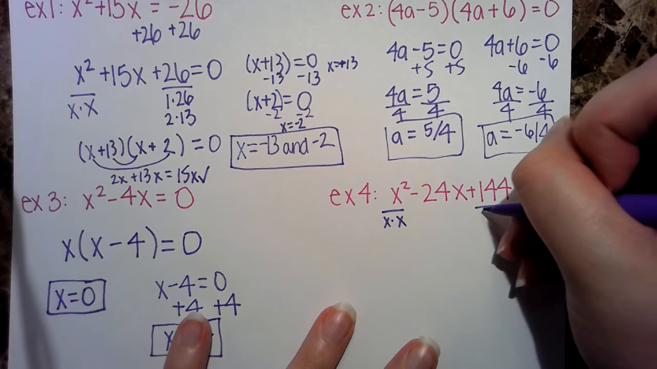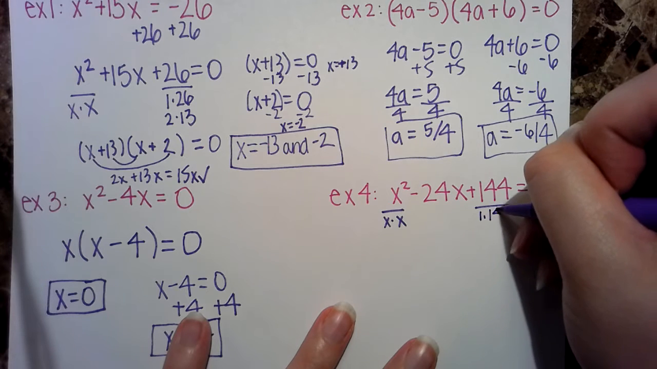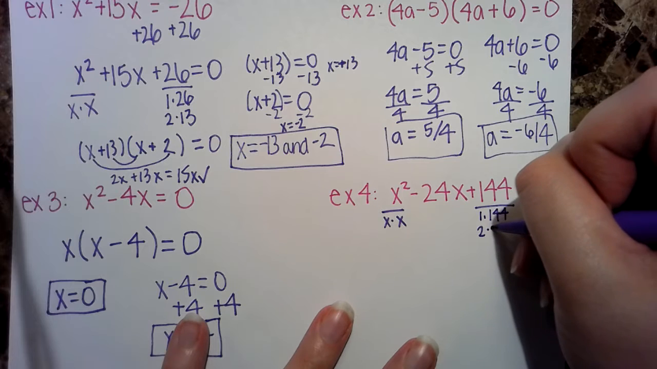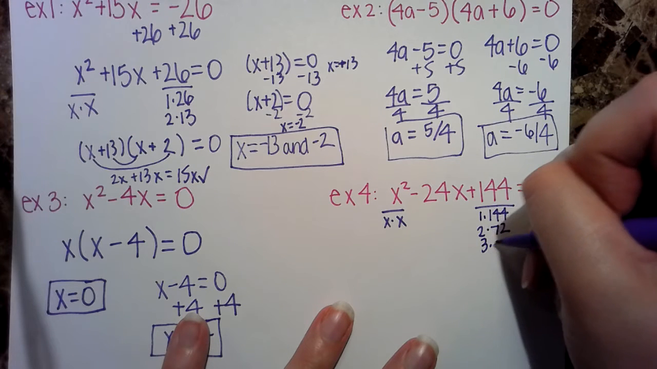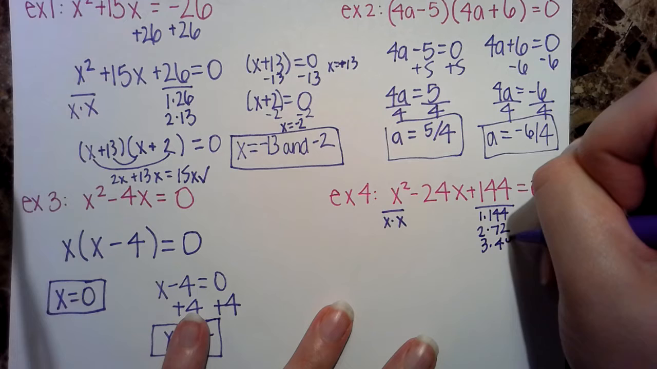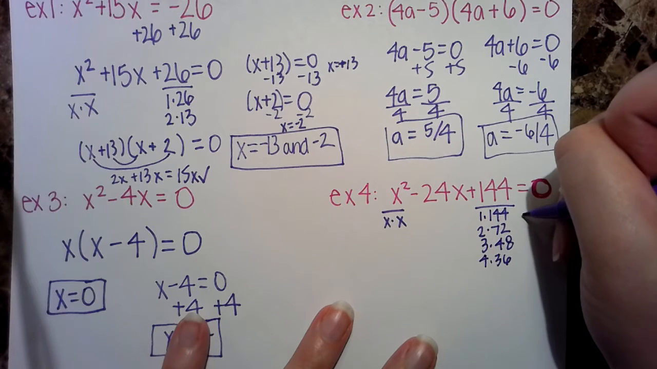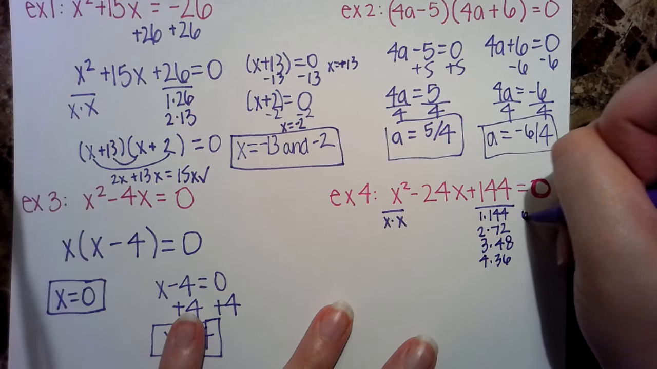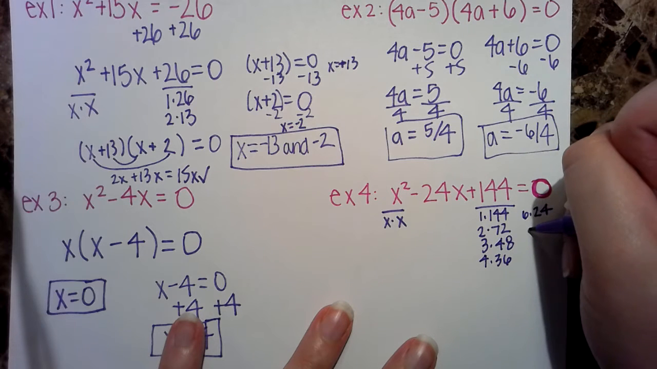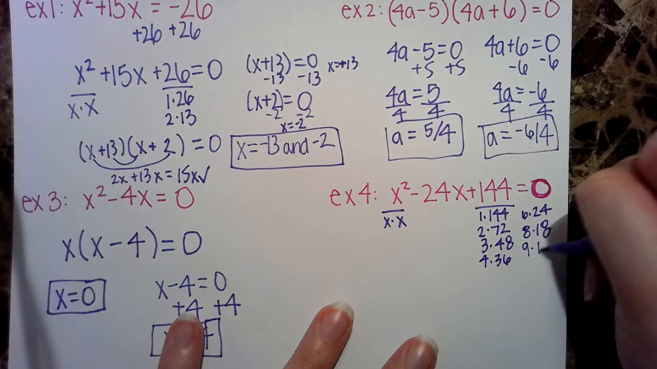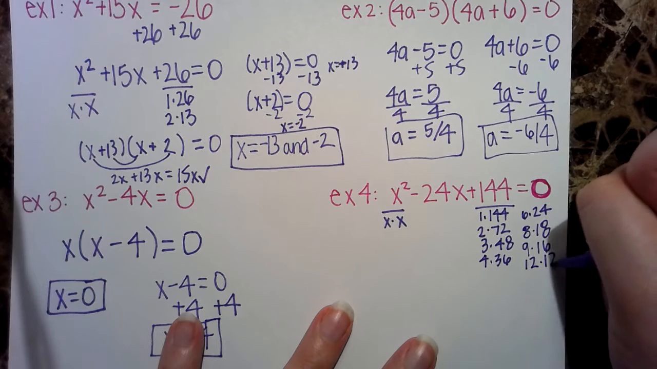So if I go through my factors, I have 1 and 144. I have 2 and 72. I have 3 times 48. I have 4 times 36. I have 6 times 24. 8 times 18. 9 times 16. And 12 times 12.